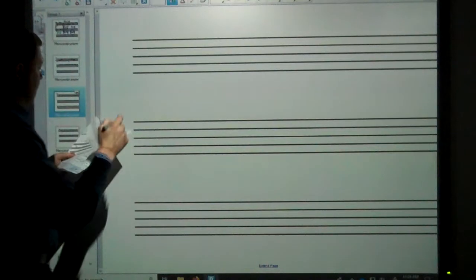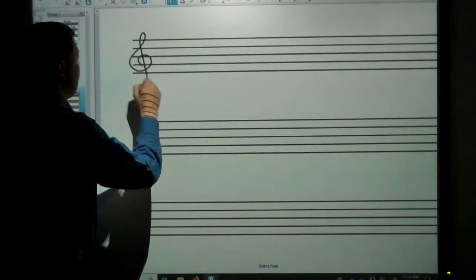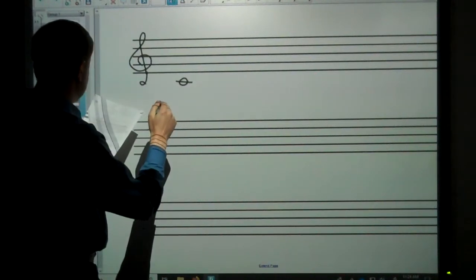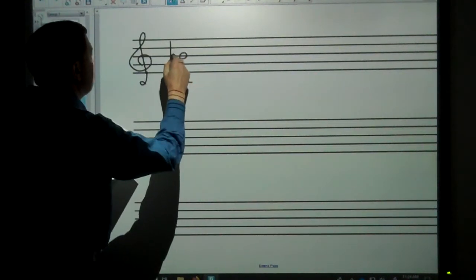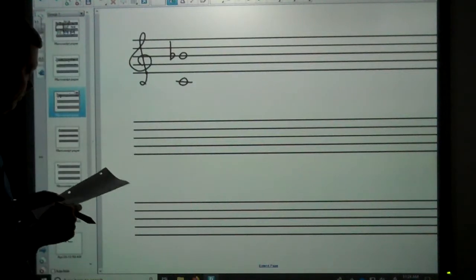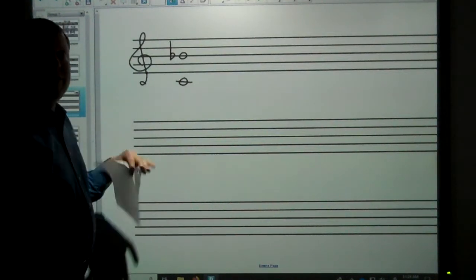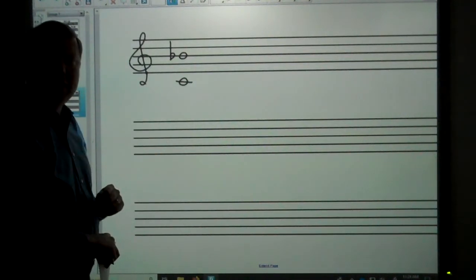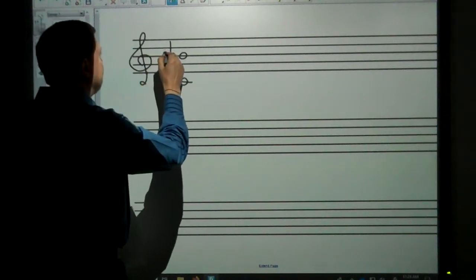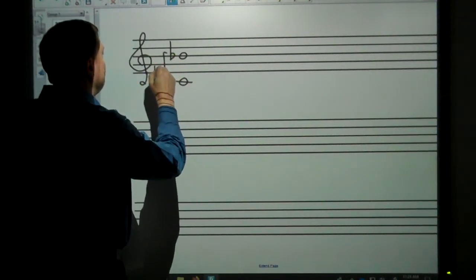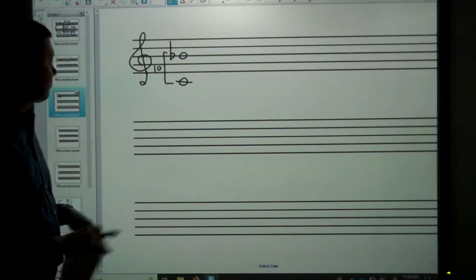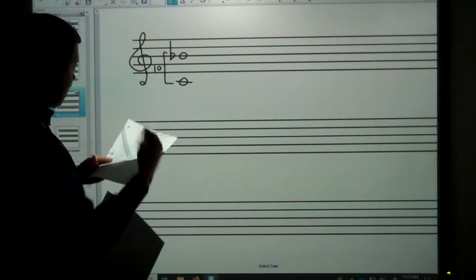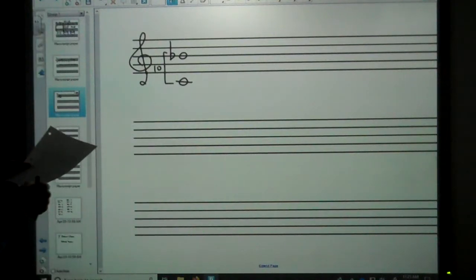So let's take a concrete example. We want to find out what the interval class is between the pitch class C and the pitch class B flat. Now in terms of a traditional tonal interval, we know that this is a minor seventh. And as such, the minor seventh contains 10 half steps. So, C up to B flat is 10 half steps.